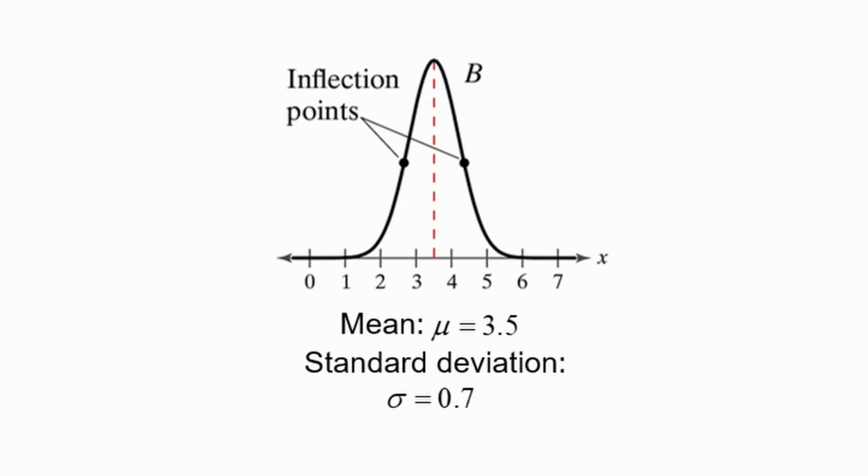It means that the center, the mean in this case, occurs more often. So for that one, we have a mean of 3.5 and a standard deviation of 0.7 at those inflection points. So you can see there that by reducing the standard deviation, we made the curve taller because there's less variation overall.